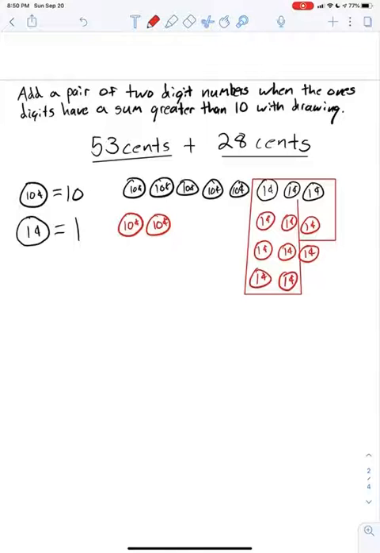So now we're going to count these pennies as a 10-cent piece, a dime. So we don't need these pennies anymore. Now, does that mean we don't have any pennies left? Well, go ahead and look at the drawing. Do we have any pennies left that aren't boxed in? Yes, we have one penny left.